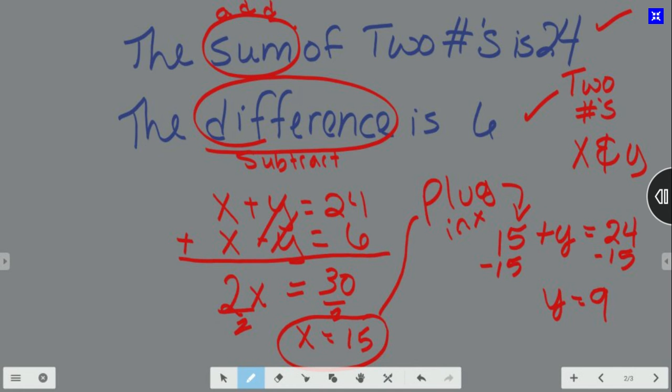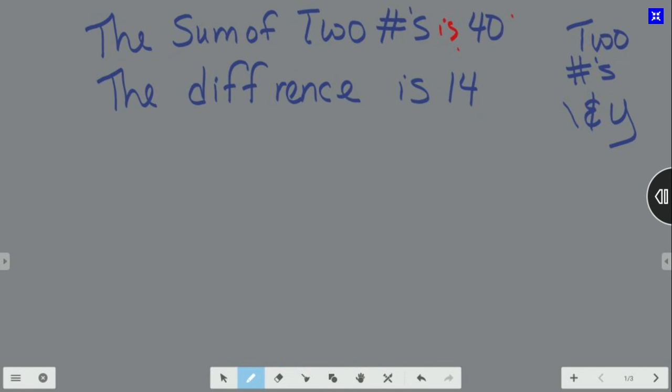These are pretty easy. We didn't get to any word problems, and this is going to be our word problems on systems of equations. Okay, let's try. See if you can set up the problem.